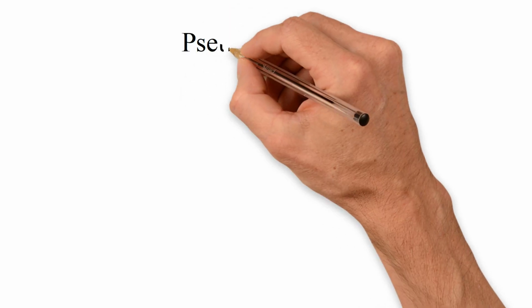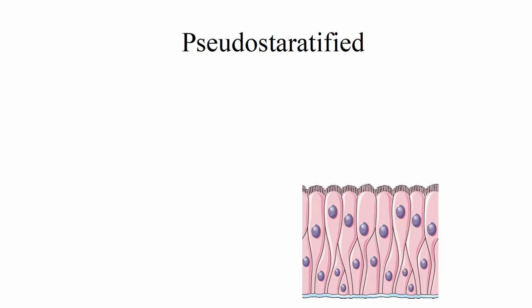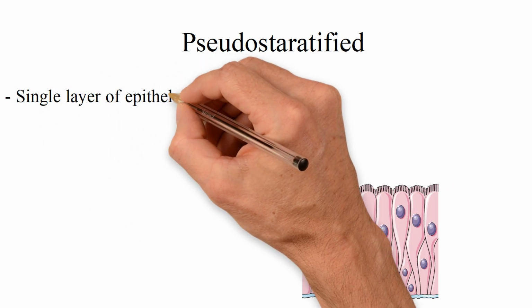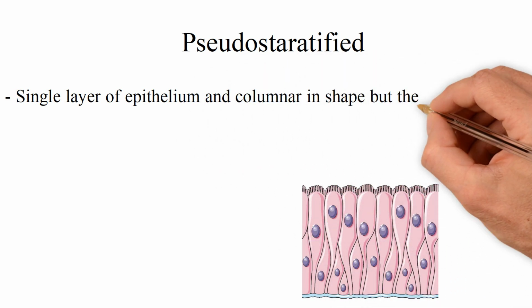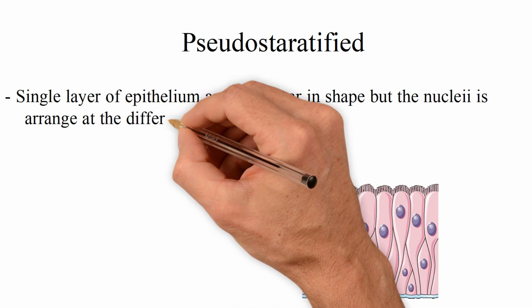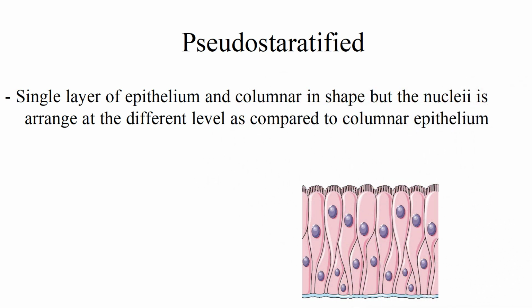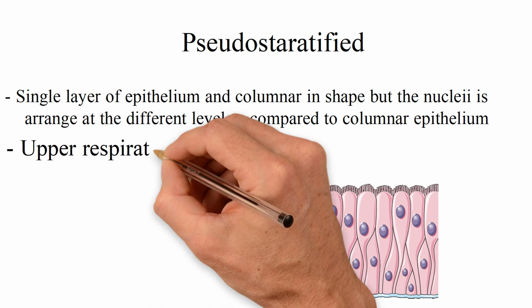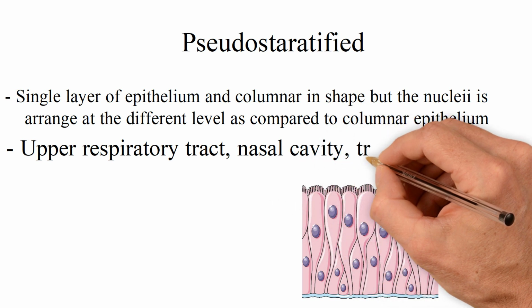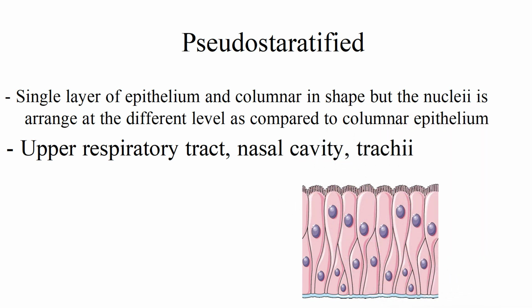Then we have the last type of simple epithelium, which is pseudostratified epithelium. It is made up of a single layer of epithelium and it is columnar in shape. But the difference between pseudostratified and columnar epithelium is the placement of the nucleus. In the pseudostratified, the nuclei are placed at different levels, while in the columnar it is placed at the same level. It is present in the upper respiratory tract, nasal cavity and trachea. It also contains cilia at the apical site, which help in secretion and absorption.